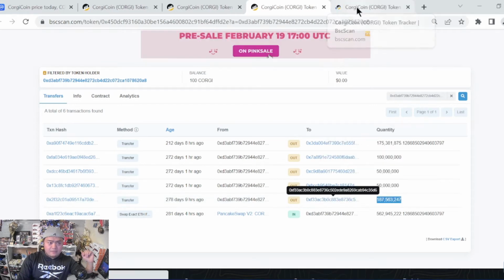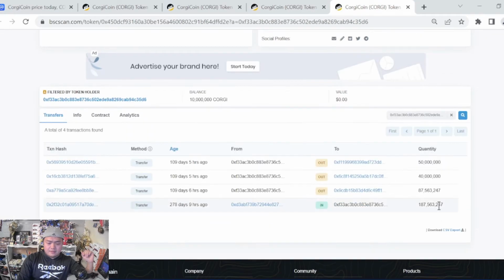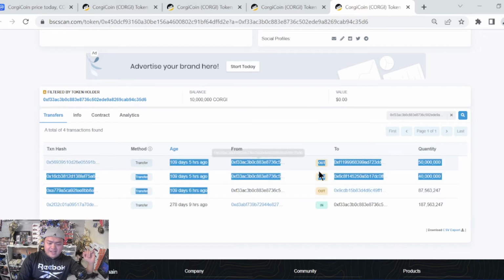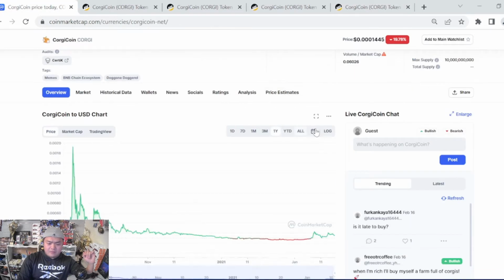And when I dig into that one here, yeah, we're pretty much seeing the same thing. You can see that, hey, the 187 million tokens got deposited, and about 109 days ago, it got redistributed. So what exactly happened 109 days ago? So we could go back here. Let's look at the 1 year. It's not going to be 1 year. So right now, it's February 17th, 109 days ago. That's a little over 3 months.